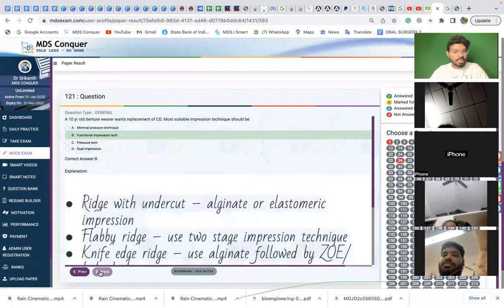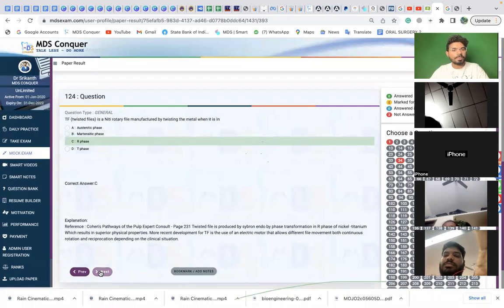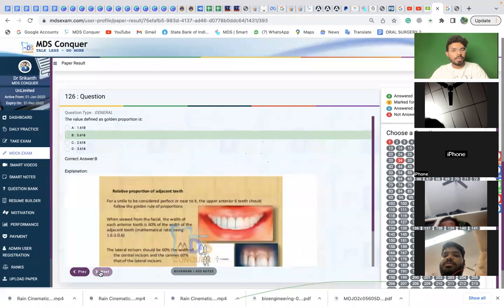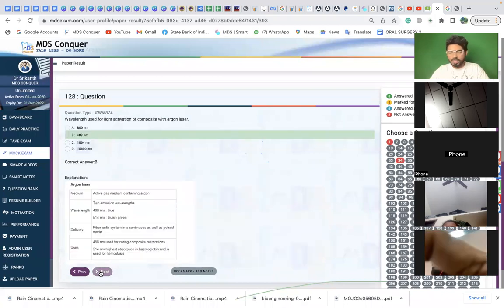I'm not including this. This is an easy question. This is an easy question. It was discussed, right? What are the instruments which have a 4-digit formula? I have discussed it. Easy question.